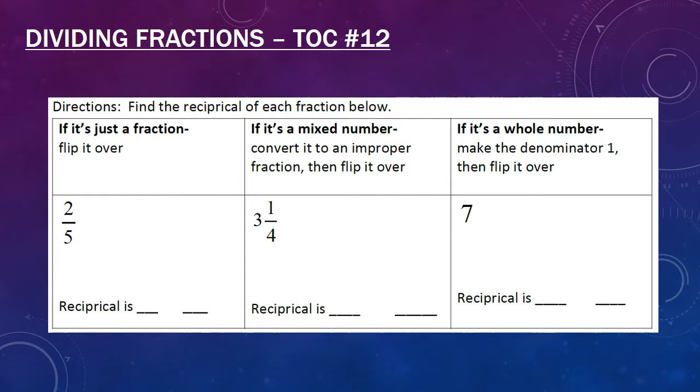So let's practice finding the reciprocal for each of the fractions below. So if it's just a plain old fraction, you're going to flip it over. So 2/5 becomes 5/2.